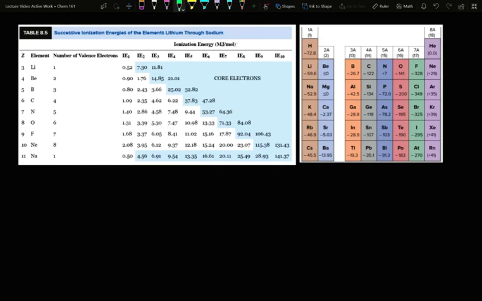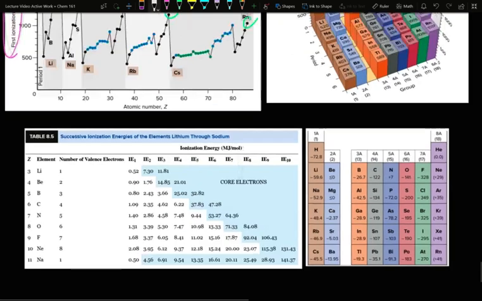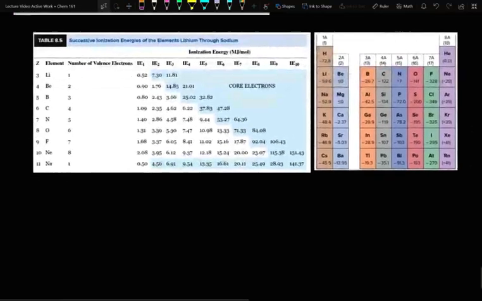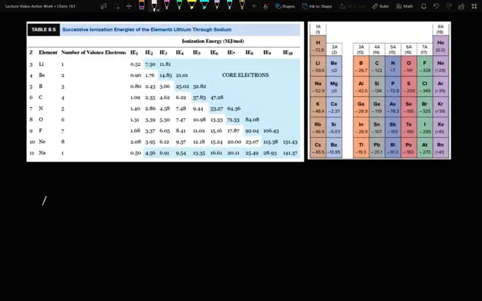In this video, we're going to look at what happens when you want to remove more than one electron. Previously, we saw the ionization energies for removing a single electron. These are the first ionization energies. How hard is it to remove the first electron that you remove? But you can have ions that have more than one electron removed.